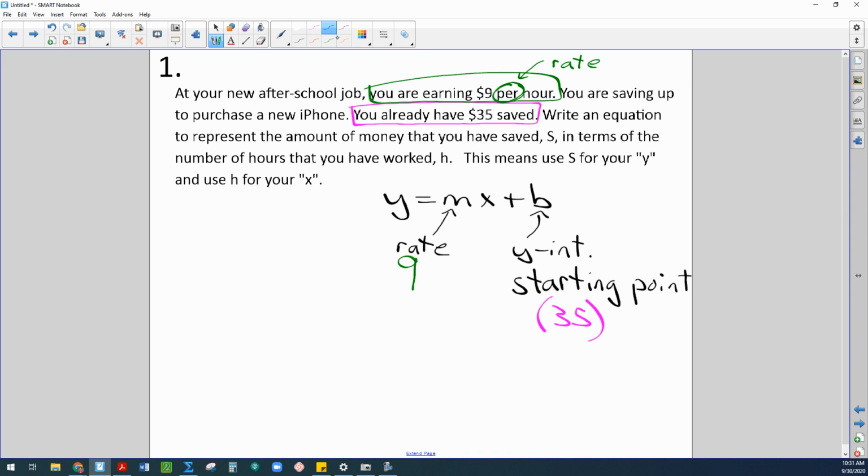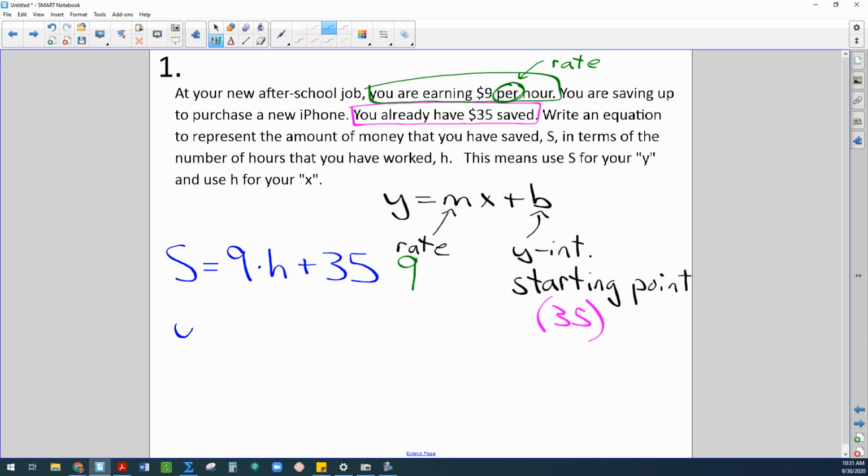So the total amount of money you have saved is going to be 9 times the number of hours you work. So 9 times 0 if you work 0 hours, 9 times 1 if you work 1 hour, 9 times 2 if you work 2 hours. So 9 times H for any hours, plus the amount of money you started with. So if you work 0 hours, you'll have $35. If you work 1 hour, you'll have 1 times 9 is 9, plus 35 is $44.